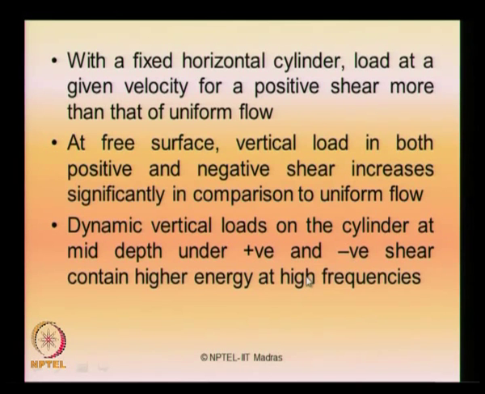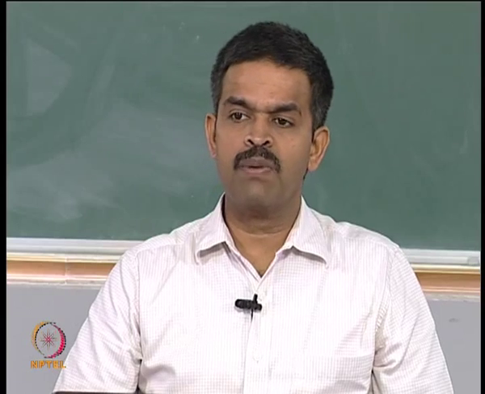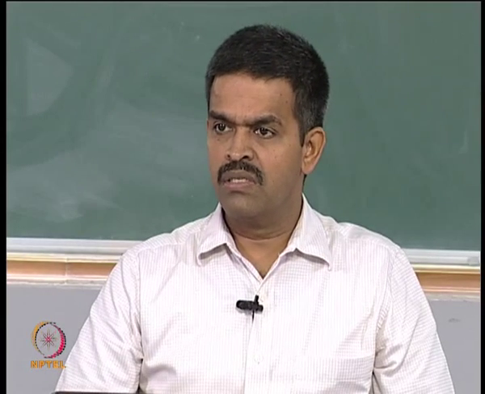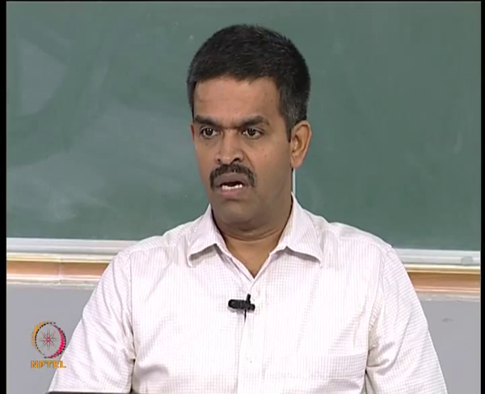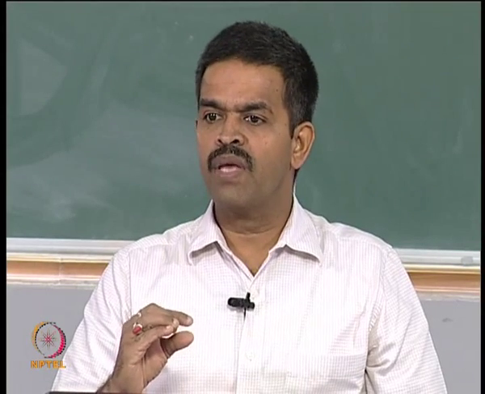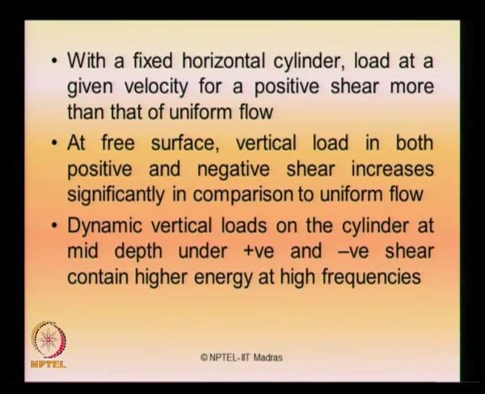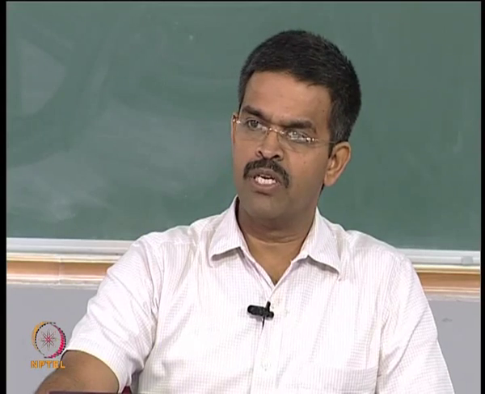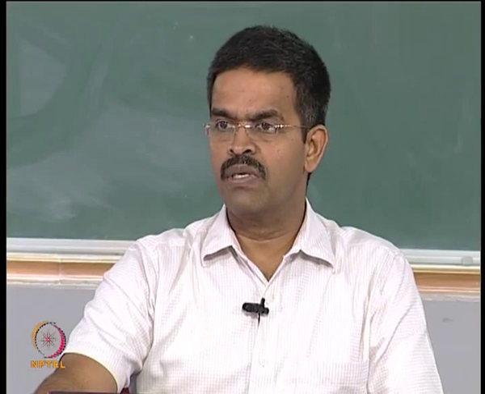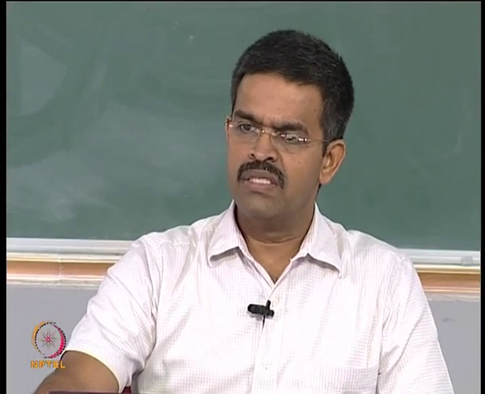That is why you will see generally in case of tuned mass dampers, which are attempted as one of the response control mechanisms for articulated towers, the maximum variation occurs near 1/3 from the MSL of the free surface. It is because the dynamic vertical loads on the cylinder at middle depth, close to 1/3 under positive and negative shear, have higher energy at higher frequencies. So people try to attempt this as one of the important parameters to address the tuned mass control dampers in case of, for example, ATs or TLPs.